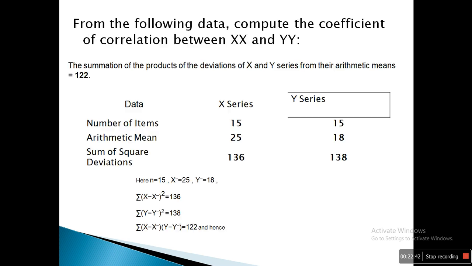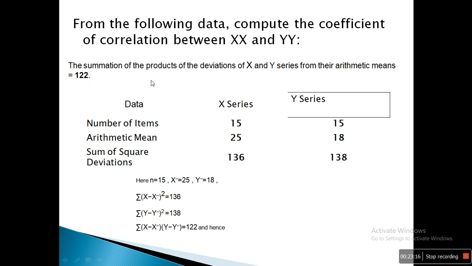Let's come to example 3 and understand one more numerical where we get a few variables in terms of numbers, and we have to just substitute the values of the variables and we can calculate the correlation coefficient. Now in this case you can see the summation of the product of deviations of x and y series from their arithmetic means is 122. So this is one value we got.